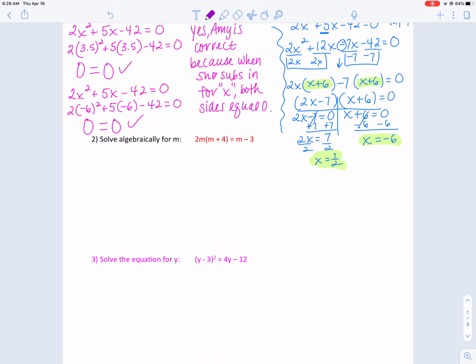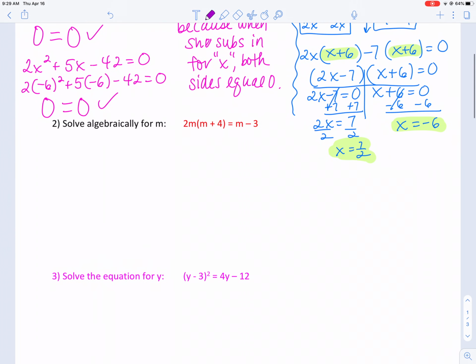They want you to solve algebraically. So if we're solving algebraically, the first thing I'm seeing is I'm going to take that 2m and distribute it to m and to 4. So that's going to give me 2m squared plus 8m equals m minus 3. And it's a quadratic equation. Your highest exponent is 2, but it's not in standard form.